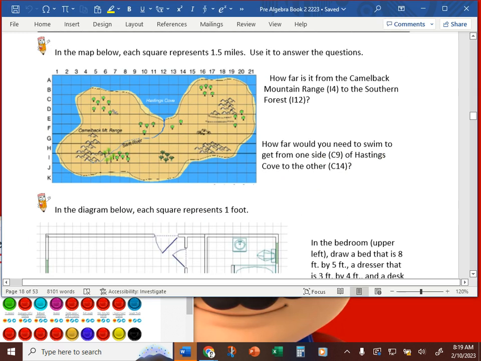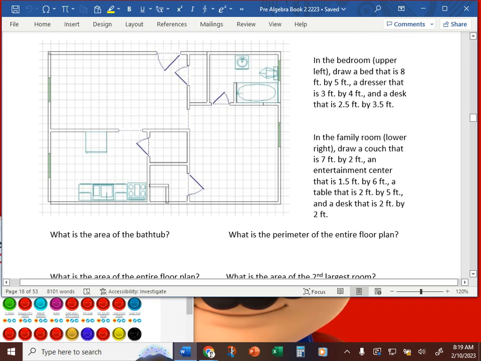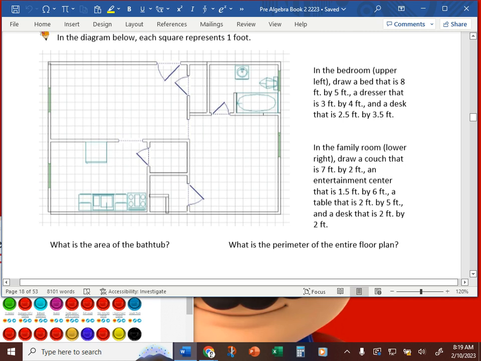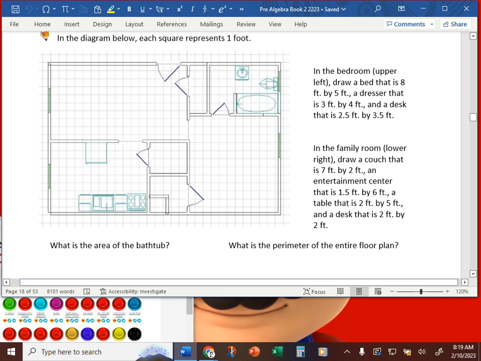The bottom one, the blueprint here. In the diagram below, each square represents 1 foot. The first one says, in the bedroom, which is the upper left room, so this quadrant here, draw a bed that is 8 feet by 5 feet, a dresser that is 3 feet by 4 feet, and a desk that is 2.5 feet by 3.5 feet. You get to kind of design a room a little bit.